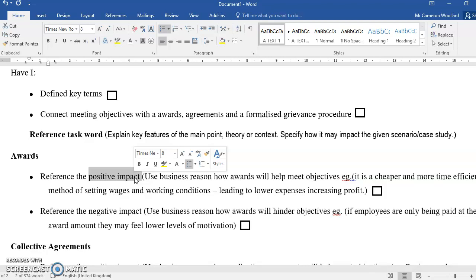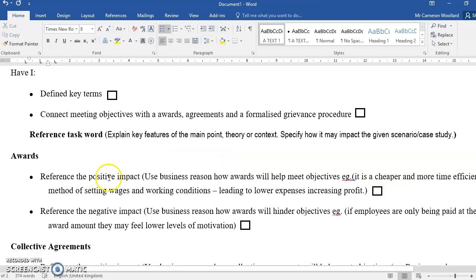I'm not looking for a discuss advantages and disadvantages. I'm looking for how does it impact? So I'm looking for a positive impact and possibly a negative impact. I normally like to do both because you sort of show that you actually fully understand the key idea and go from there. So what I've done, positive impact.